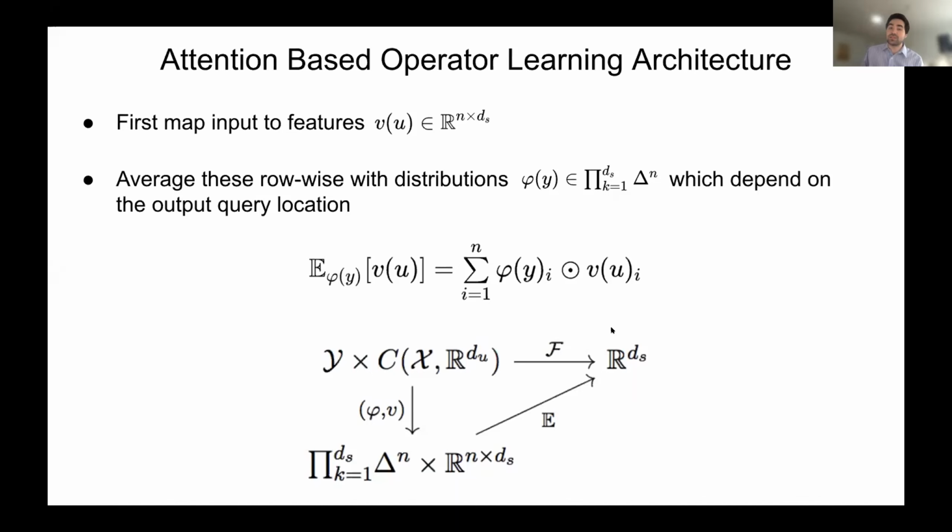And because we're considering functions potentially on the output side that are vector valued, we've augmented this by allowing not just one but multiple probability distributions, one for each coordinate of that output dimension. So a single query point will be mapped to ds copies of the simplex. That's one probability distribution for each coordinate of the target space of the output function. We'll get a finite set of features from our input function, and then we'll do this averaging procedure to get our proposed answer. And this will form the basis of our operator learning architecture.